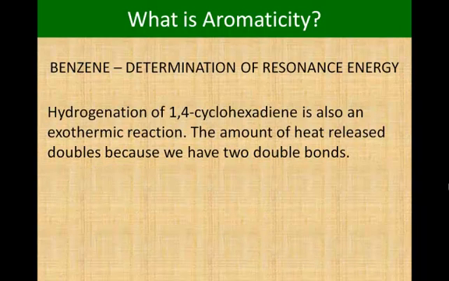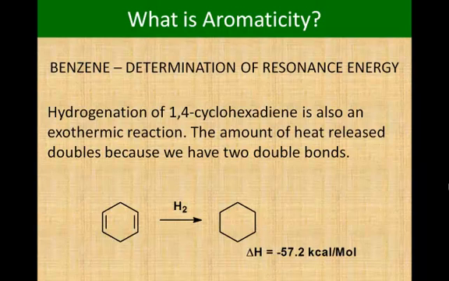If I were to perform the same reaction with 1,4-cyclohexadiene, now I have 2 double bonds in the ring. This reaction is more exothermic, and we have release of 57.2 kcals per mole. Well, this actually makes total sense, because 57.2 is equal to 28.6 times 2, so it's exactly twice the amount of energy released as we saw in the hydrogenation of cyclohexene.